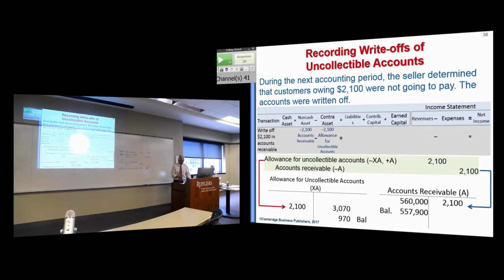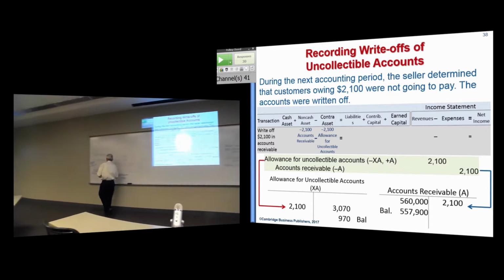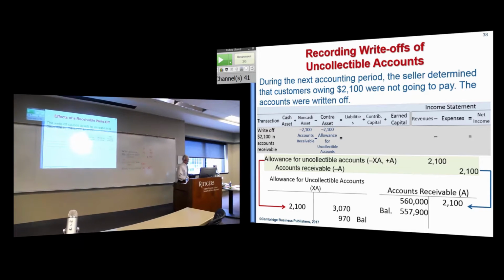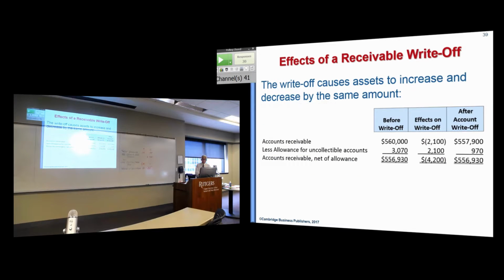Now, one last point before we break, and then we'll come back for a little bit more detail. You notice I did not change net realizable value. I didn't forget to do that. It's because the net realizable value is unchanged by a write-off. The write-off does not change the net realizable value, so that it stays the same before and after the write-off.